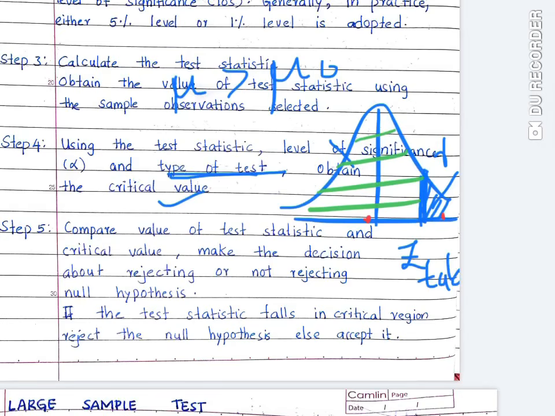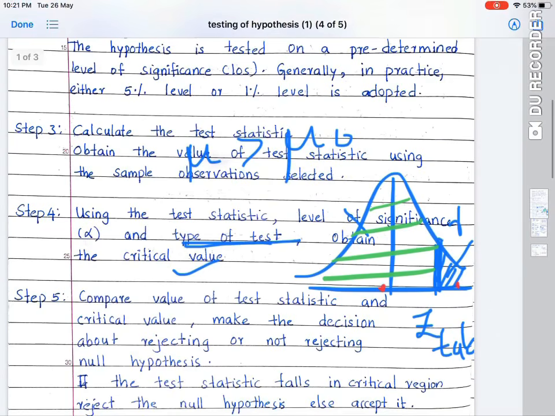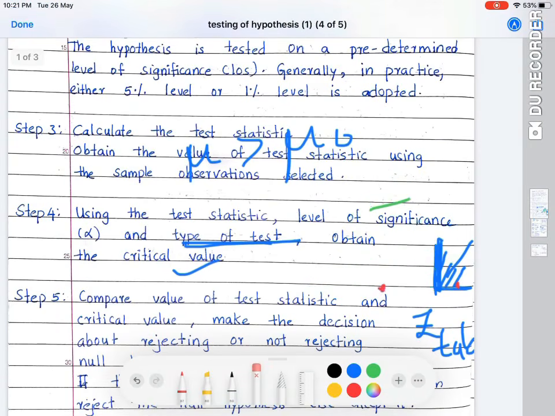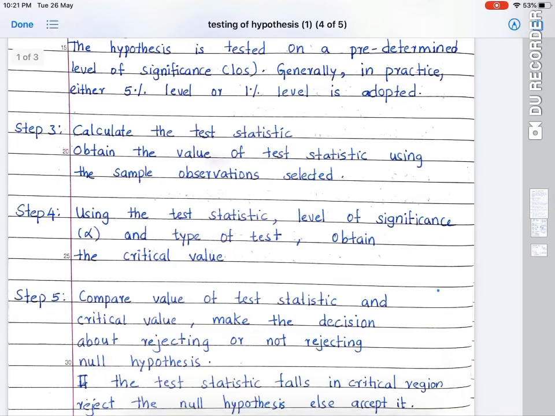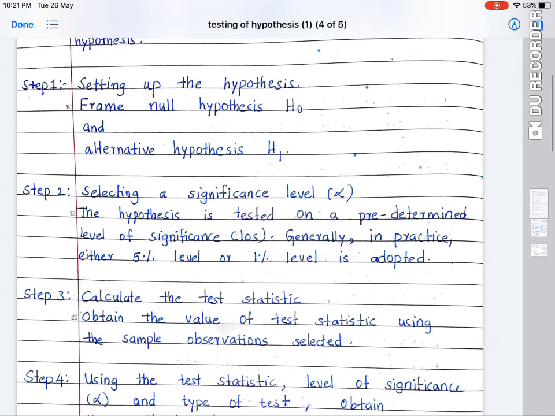So these are the 5 steps that will help us in making a judgment on the null hypothesis. The first one is to frame the null hypothesis and alternate hypothesis. In this step itself, we are going to decide what type of test we are conducting, whether it is a two tail test, right tail test or left tail test, which will be decided in step 1 itself.